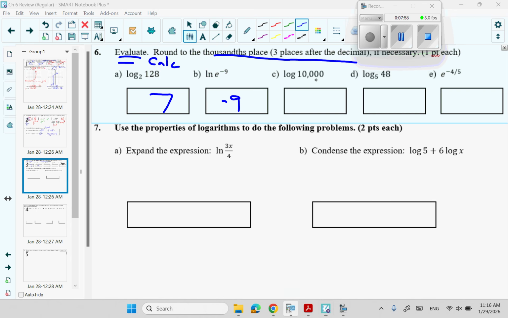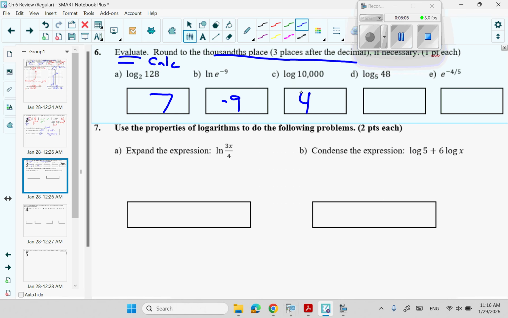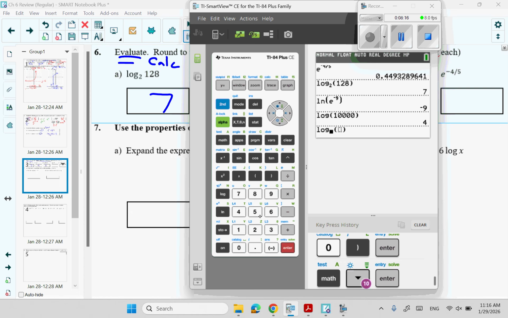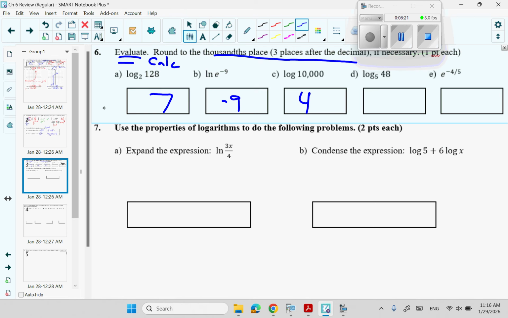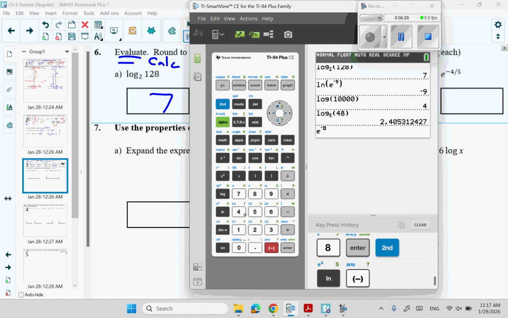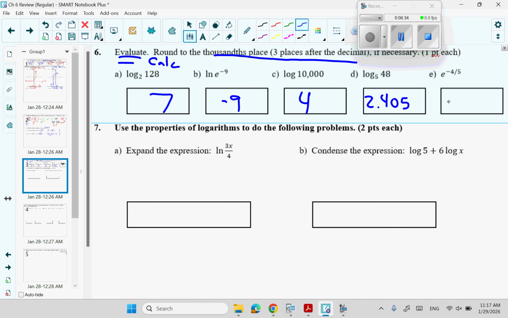And then log of 10,000. We get 4. Log base 5 of 48. Again, I'm going to go math A. We get 2.405. E to the negative 4/5. We get 0.449.